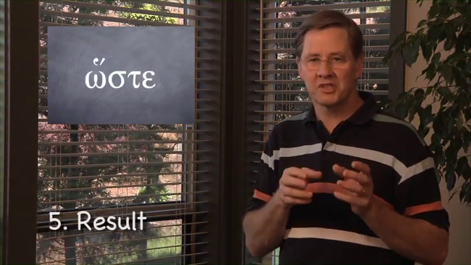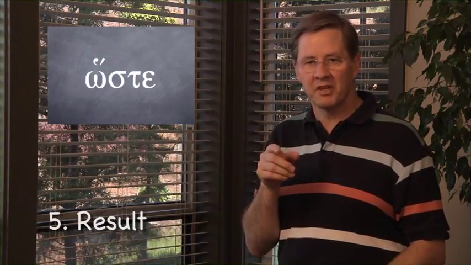Well, the fifth and final way in which infinitives are used is to indicate result. And this is when you have hoste, omega with the rough breathing, sigma tau epsilon, when you have hoste with an infinitive. Now, what's awkward about this construction is we have nothing like it in English. And so we're going to have to take the infinitive and translate it as a regular verb. But when you see hoste followed by an infinitive, you know that the author is indicating result, okay?